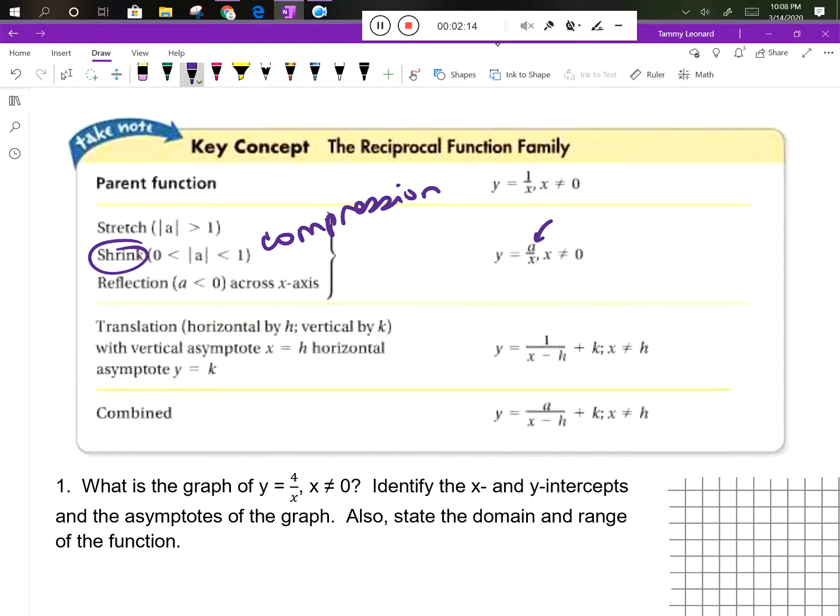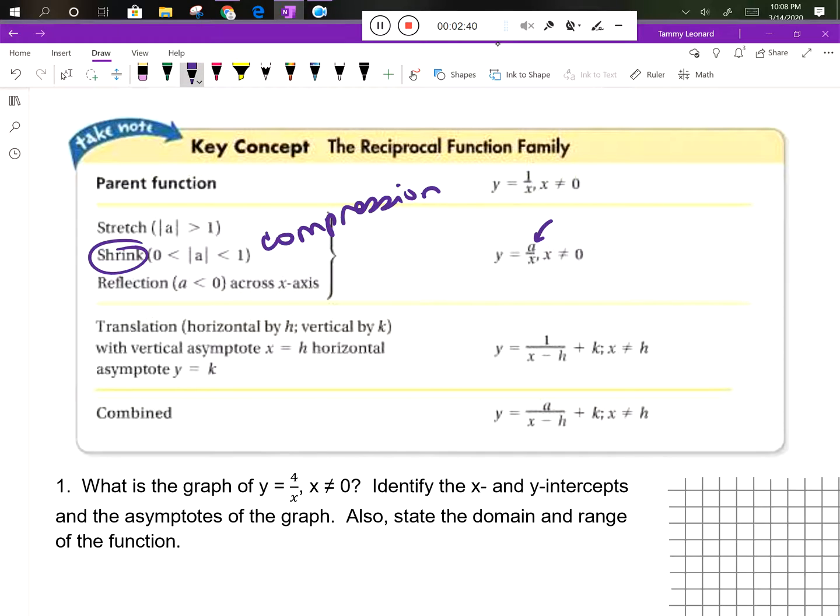And that shrink happens when you have an a value that's between 0 and 1, so a fraction or decimal between 0 and 1. And then if a becomes negative, like with all the other functions we've studied this year, we're going to reflect across the x-axis. And of course, in all of the functions in the reciprocal function family, we don't allow the denominator to be 0 because then that wouldn't be defined. We can't divide by 0.